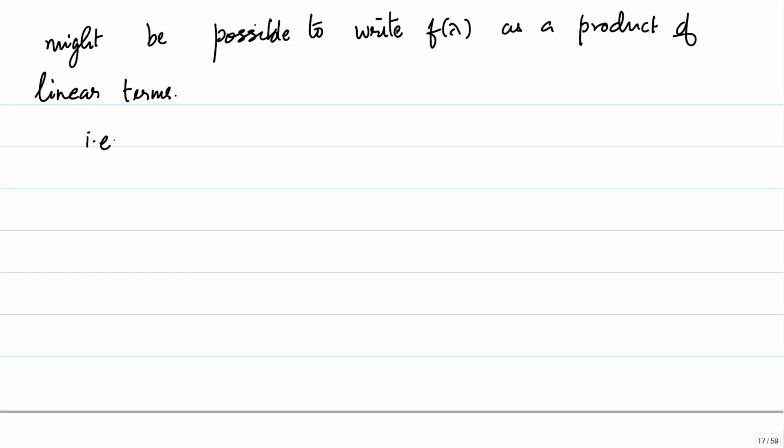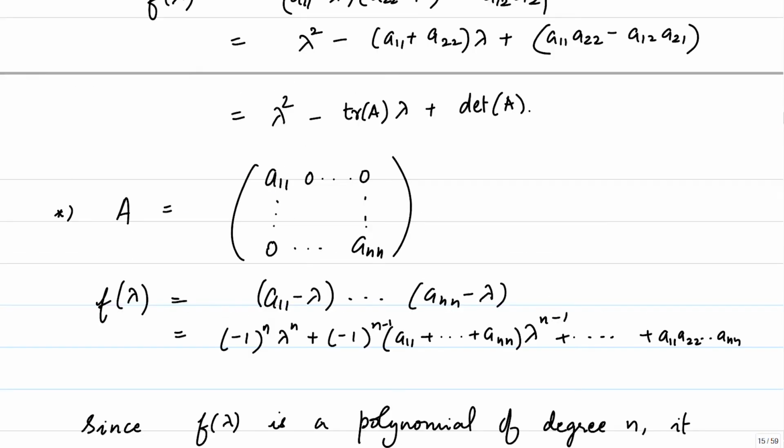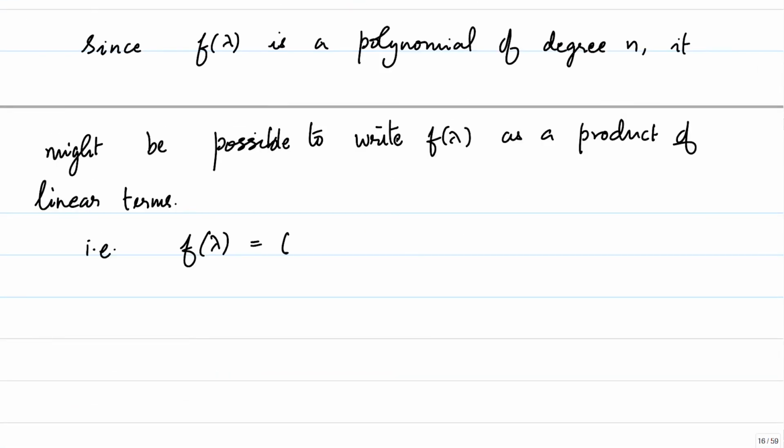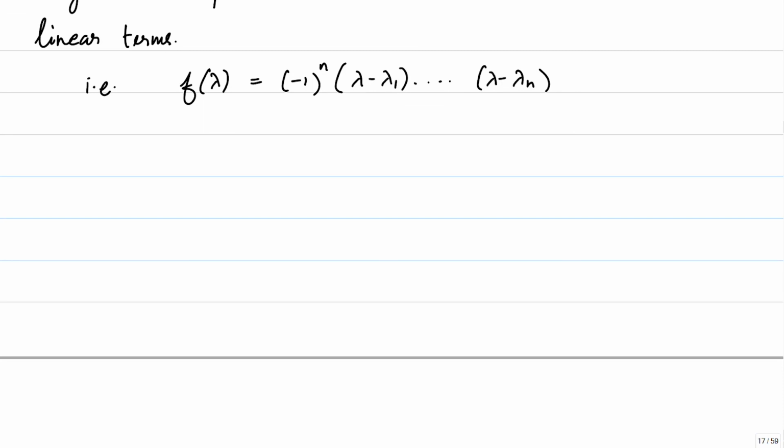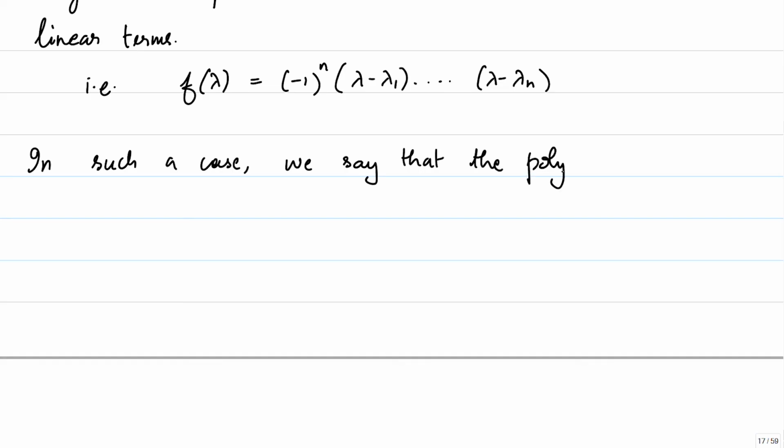So, i.e., we might be able to write f of lambda with the minus 1 to the power n term coming out, and it could possibly look like minus 1 to the power n times lambda minus lambda 1, up to lambda minus lambda n. Not necessary that these lambda i's are distinct. Such a restriction is not being imposed, but it might be possible to write it like this. In such a case, we say that the polynomial f splits.